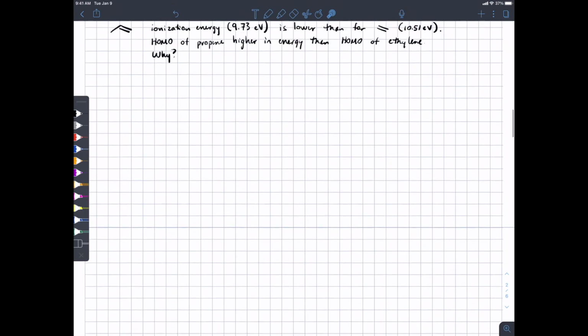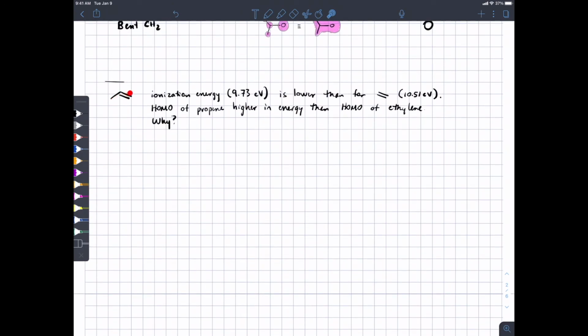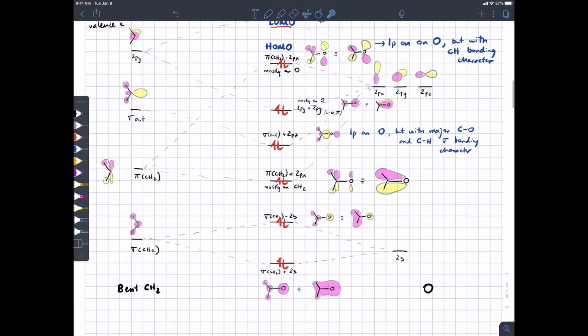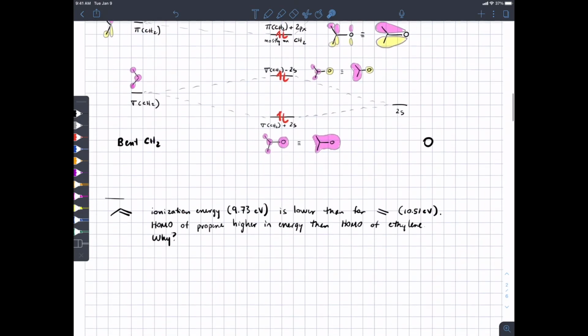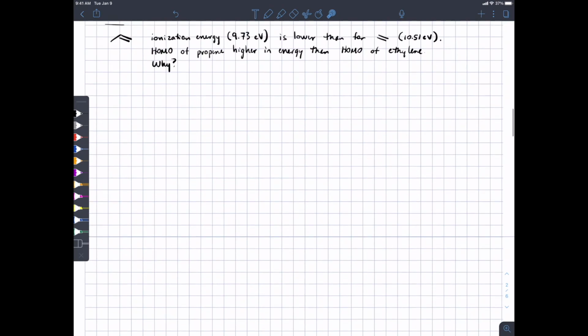In contrast, for propene, which has a methyl group, it's like we had replaced one of the hydrogens of ethylene with the methyl group. The ionization energy is lower. That means it takes less energy to get it to infinite distance, and the only way that would be true is if somehow the HOMO for propene were higher in energy than the HOMO for ethylene. Let's see if we can reason how that might be the case using group orbitals.